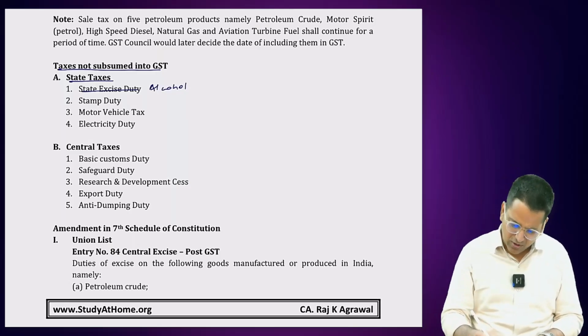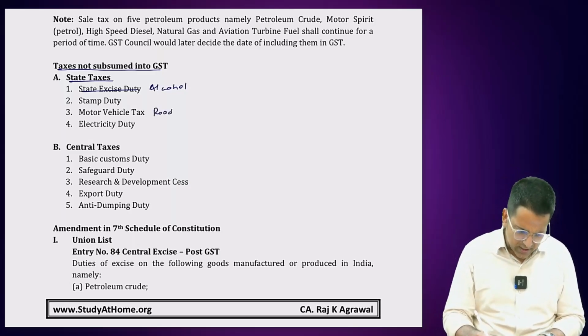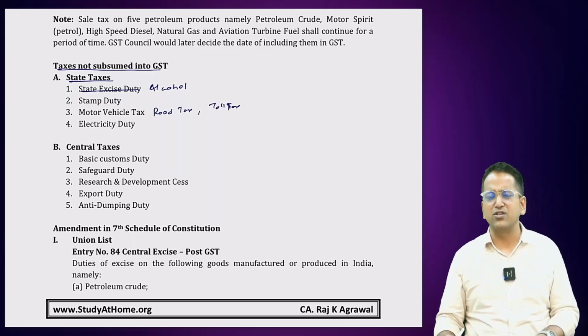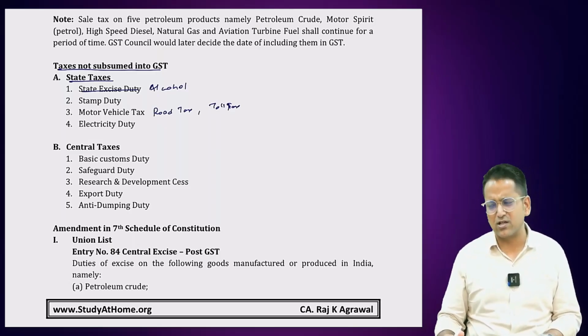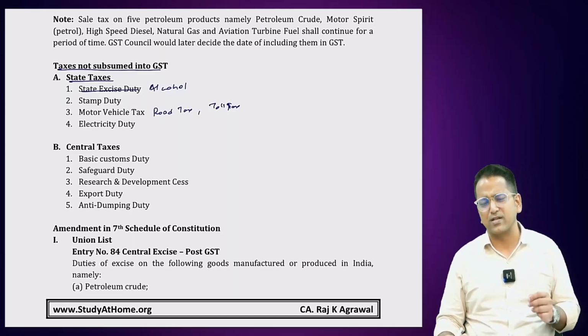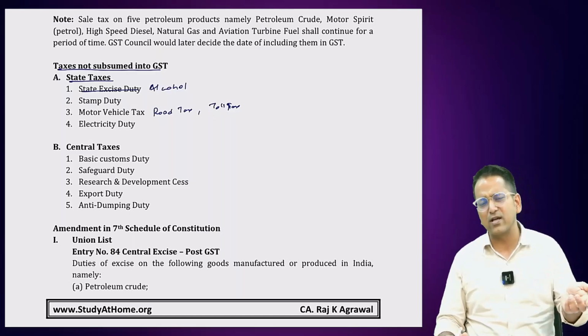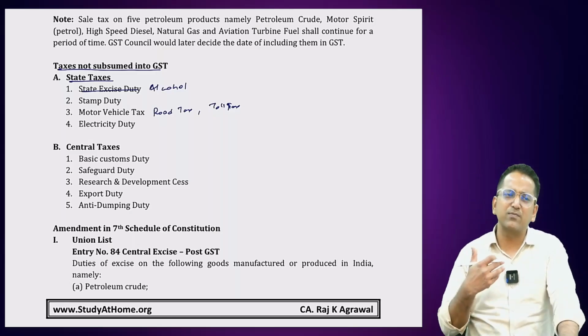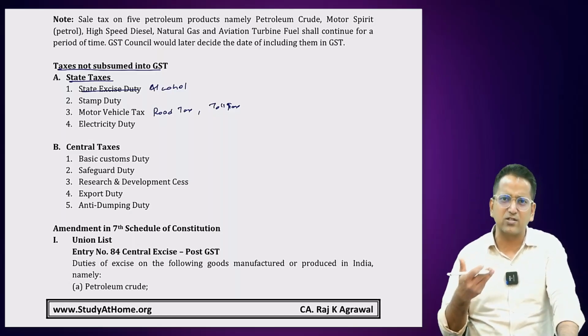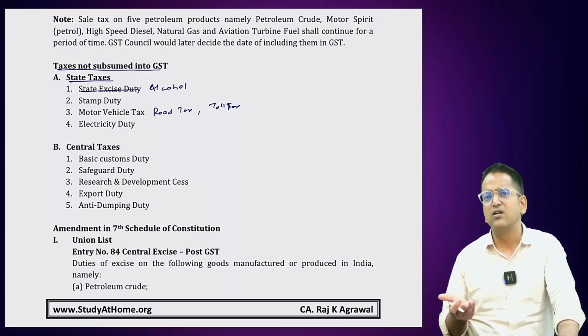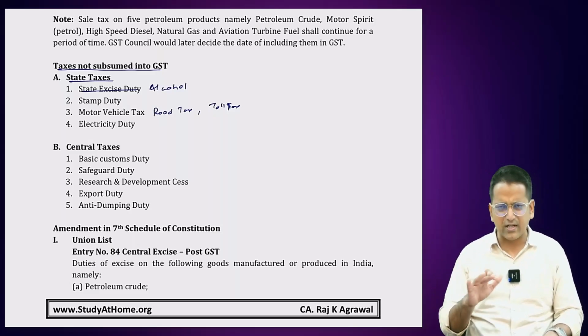Motor vehicle tax. What is motor vehicle tax? You pay road tax, you also pay toll tax. What is road tax? Whenever you buy a new vehicle, car, two-wheeler, whatever you're buying, you pay road tax, right? Why are you paying road tax? Because if you buy a car, you will be using it on the road. So you are going to use the road, so you pay the road tax. And when you travel on highways, you often encounter toll plazas where you have to pay toll taxes. So all these indirect taxes exist even today.